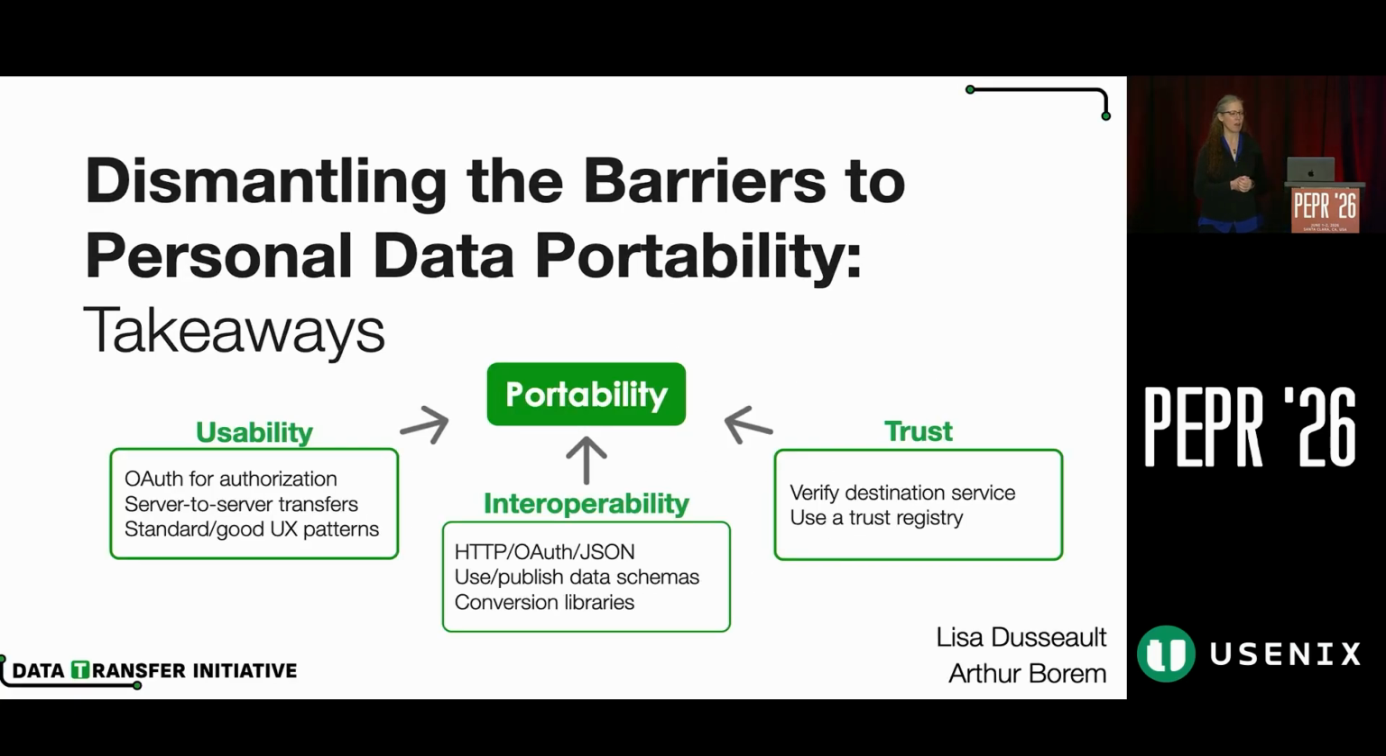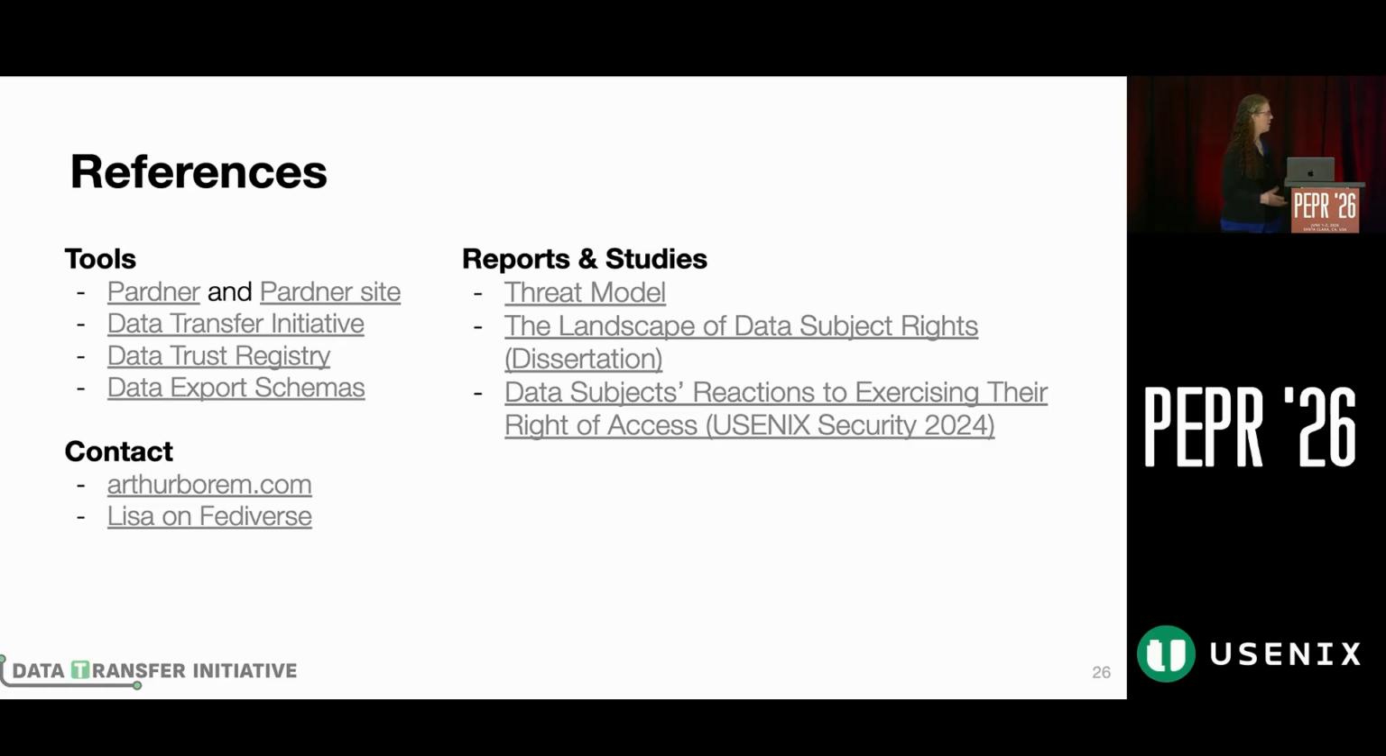So our takeaways are we need to spread better, more usable systems. We need to start working a little bit on interoperability and make incremental progress towards shared schemas, better schemas, and possibly standardized schemas. And we really need to tackle the trust problem, which is one of the hardest things to dismantle here. Questions?